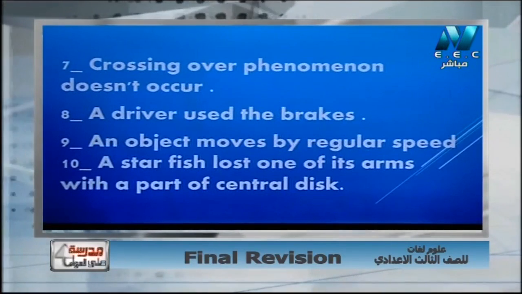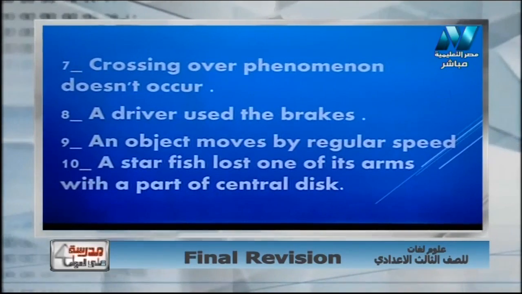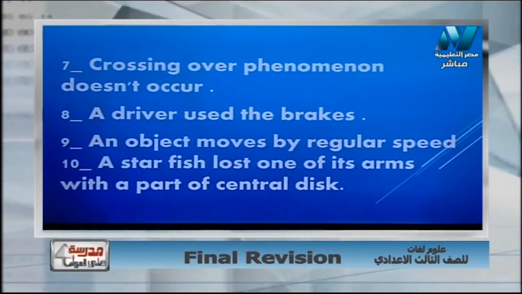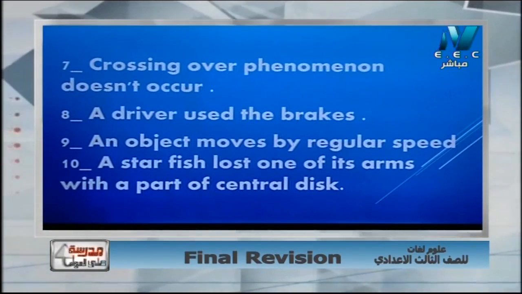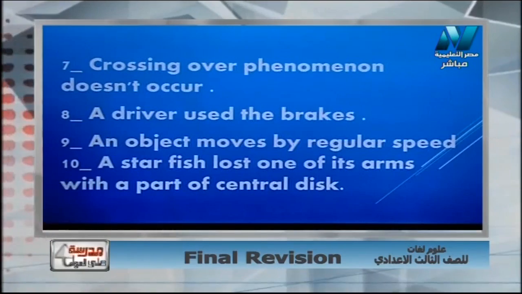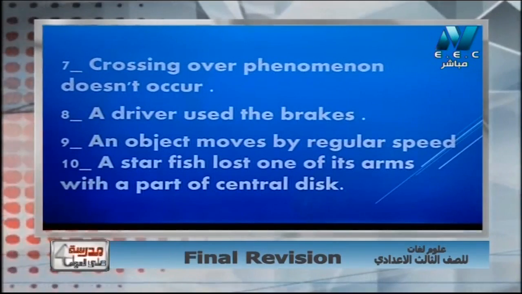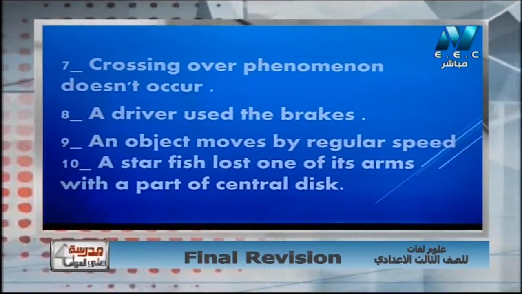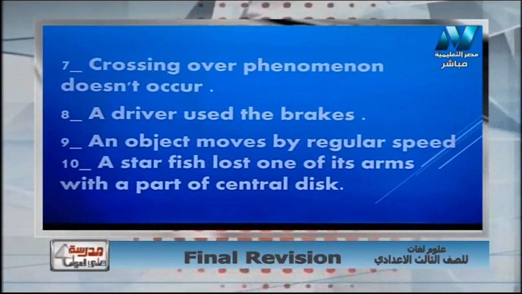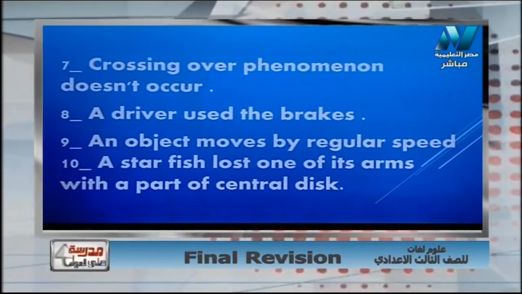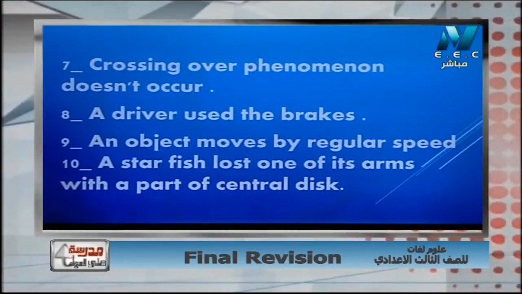9, an object moves by regular speed. What happened? It covers equal distances in equal periods of time and no acceleration. A starfish lost one of its arms with a part of central disc. It compensates its missing part by what? By regeneration. But now let's go to just a question, very important problem.